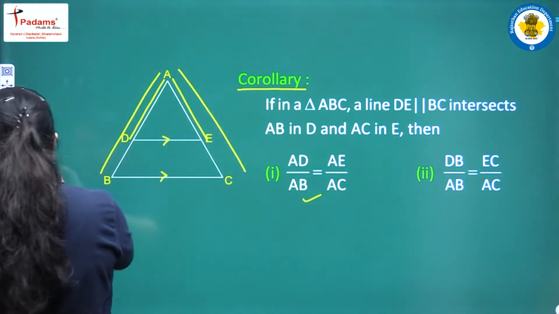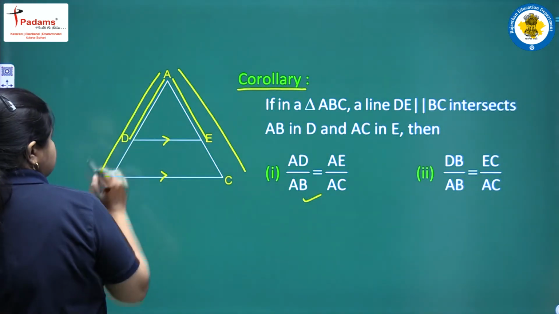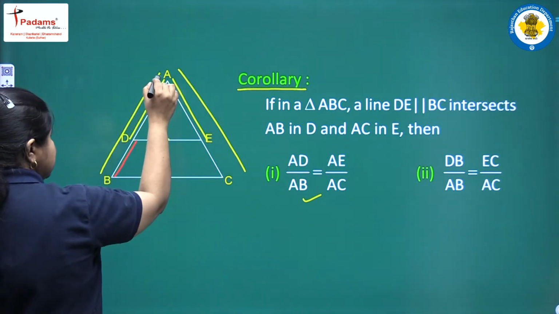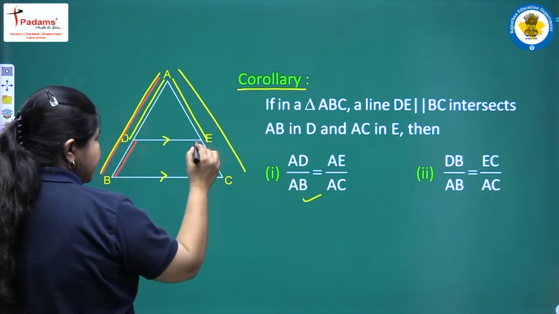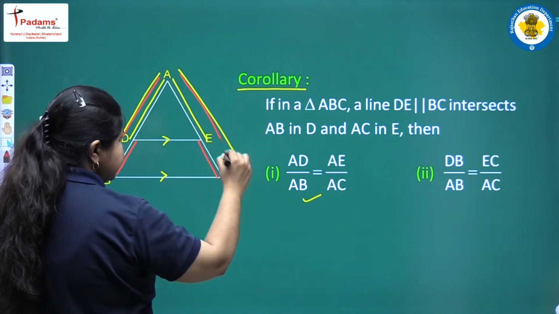Similarly we can take the ratio of the parts. Here DB is to this one complete length AB and EC is to the complete length AC.